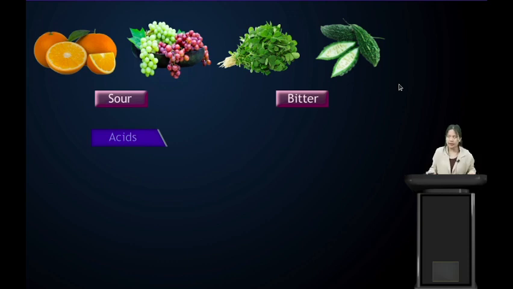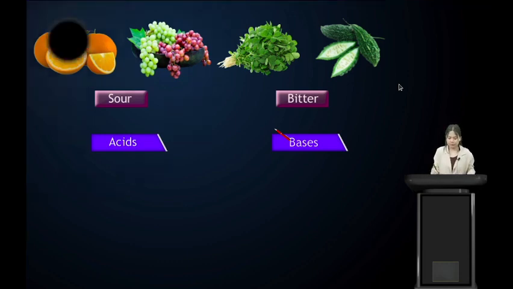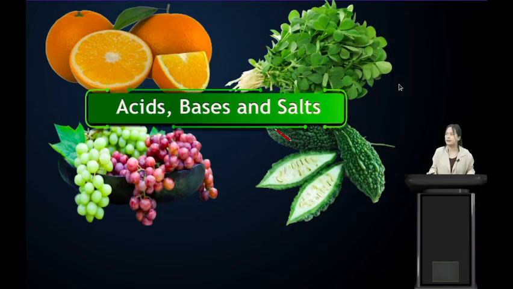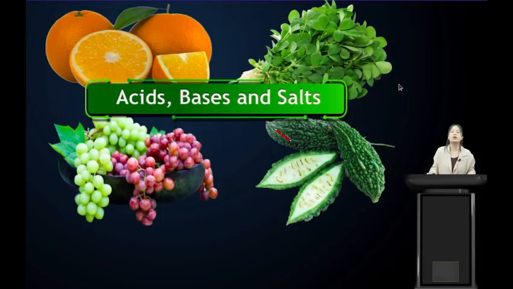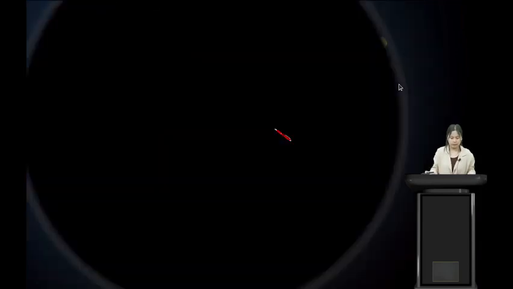It is because these fruits contain acids, and these vegetables contain bases. That is why they are sour in taste and these are bitter in taste. So in today's class we will discuss acids, bases, and salts. We will revise this chapter, acids, bases, and salts.